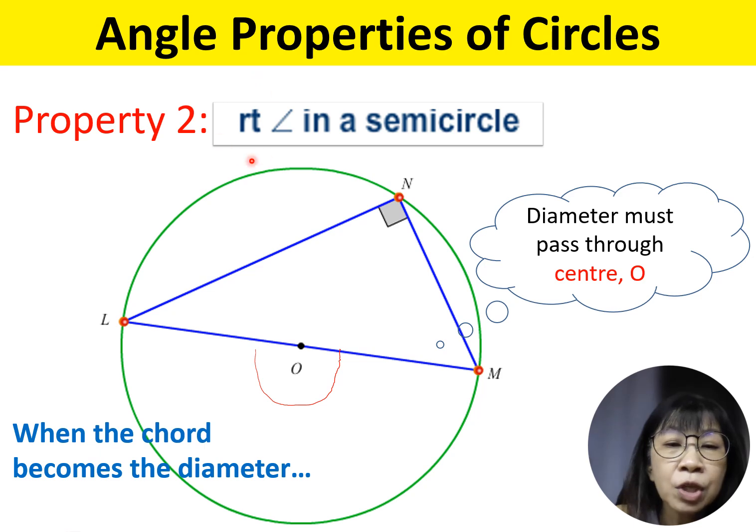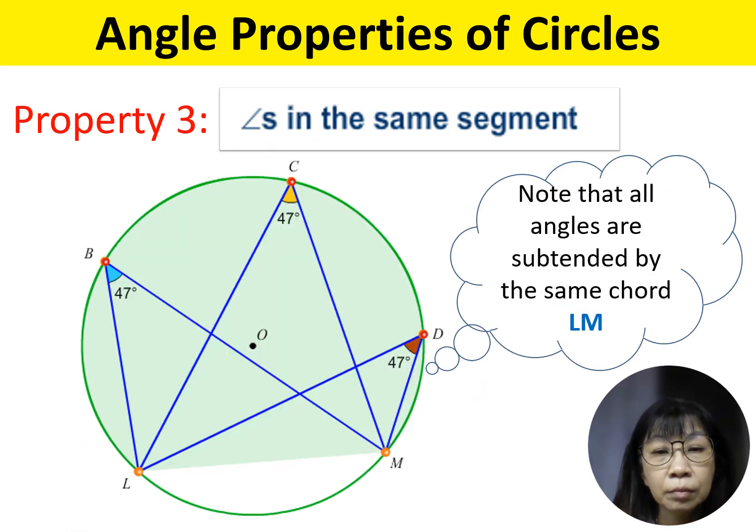A lot of students, when they write down the property, tend to miss out this word, right angle. So this is something to take note of.